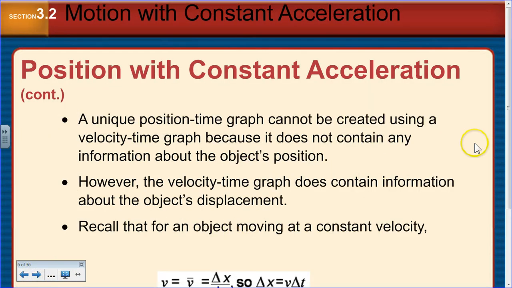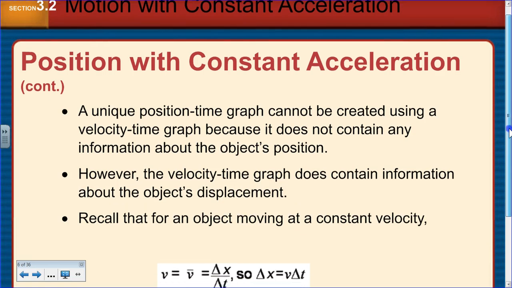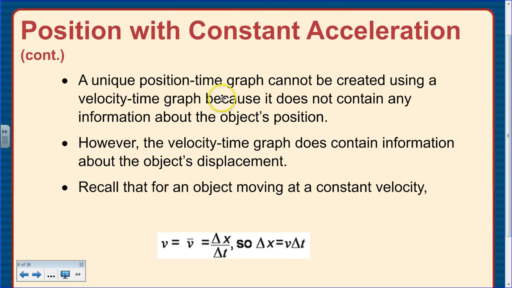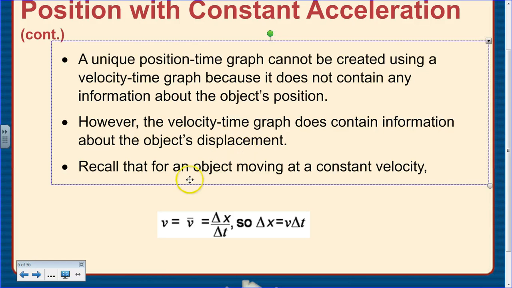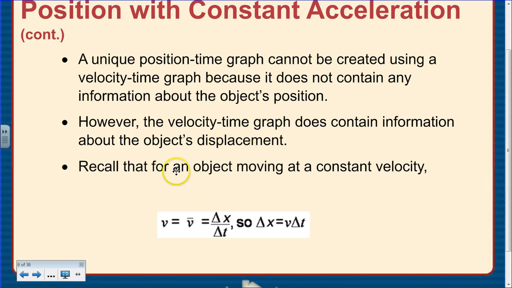All right. So can we find a unique position-time graph? Nope, not from this velocity graph, because we don't have any information containing the object's position. We're going to have to find that from the context of the question. However, the velocity versus time graph does tell us displacement. It tells us how far it's moved.